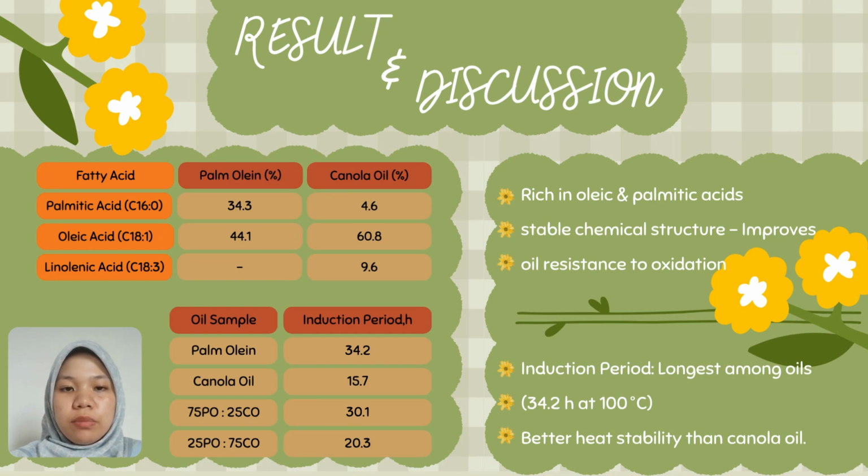Next is the induction period, used to measure the oxidative stability. In this study, the oil was tested at 100 degrees Celsius and the time for oxidation to start was recorded. The results show that palm olein has the longest induction period at 34.2 hours. In comparison, canola oil only lasts 15.7 hours before it starts breaking down. As the percentage of palm olein in the blend increases, the induction period gets longer. This proves that palm olein improves heat stability.